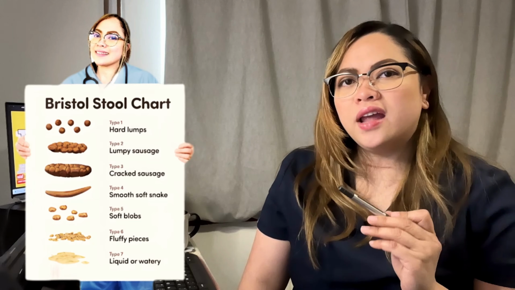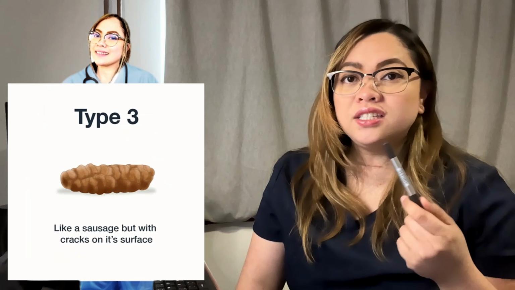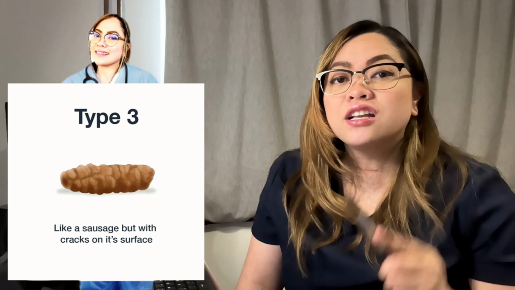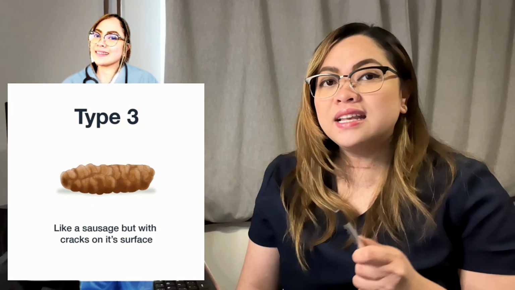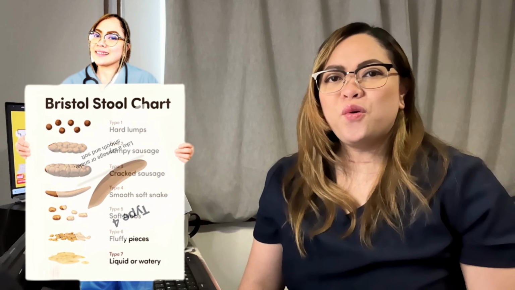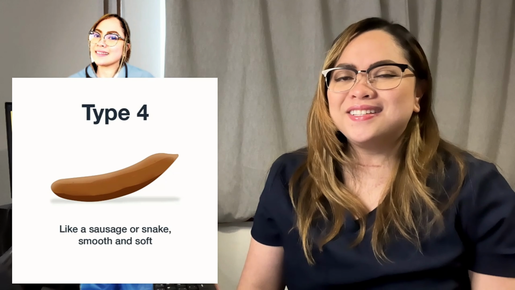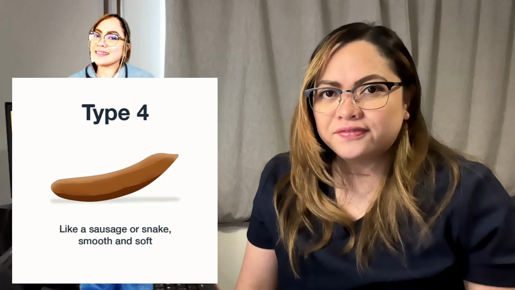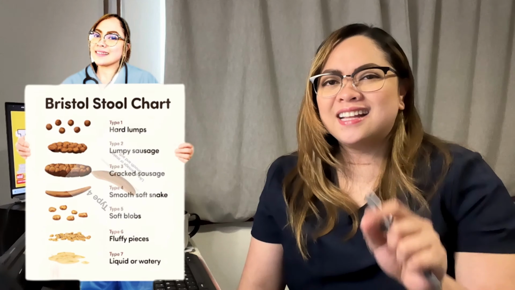For the third one, it looks like type 2, like a sausage as well. But instead of lumpy, it has cracks. Again, it looks like a sausage, but with cracks on the surface. So look at this type 4. It also looks like a sausage, but it's more like a snake. It's smooth and it's soft, okay? It's smooth and it's soft.